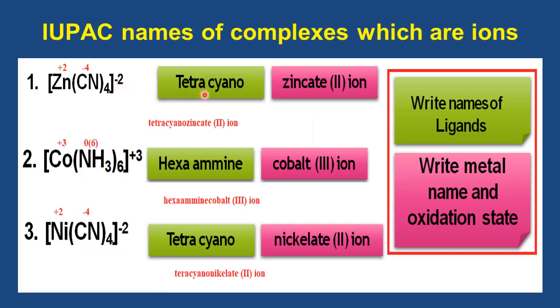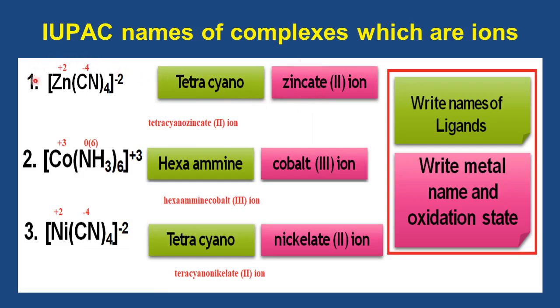Now students, we are not writing zinc, we are writing zincate. Why? Because this coordination sphere is negatively charged, and when the coordination sphere is negatively charged, the name of the central metal atom ends on ate, ATE. So the name is tetracyanozincate 2-ion.